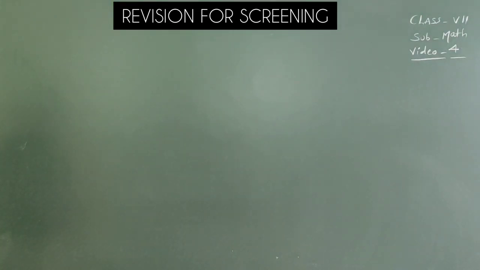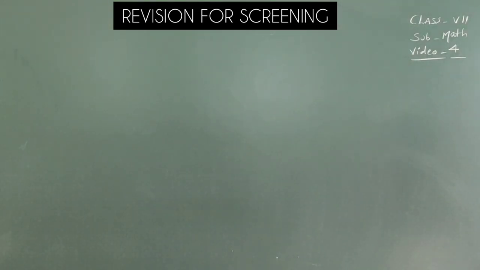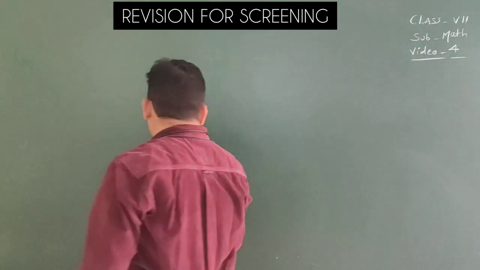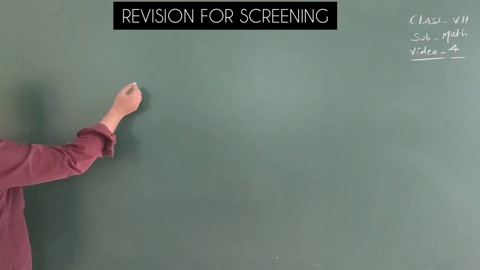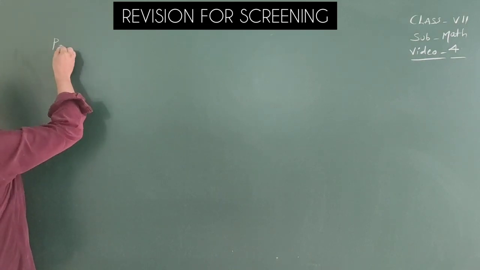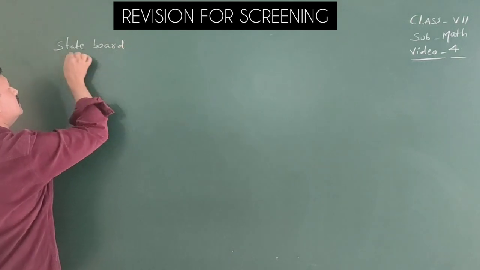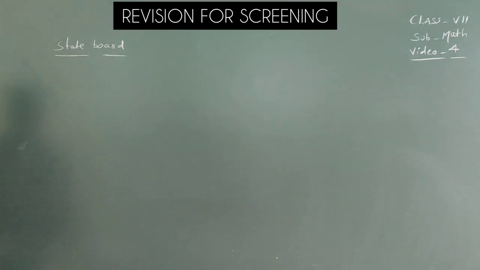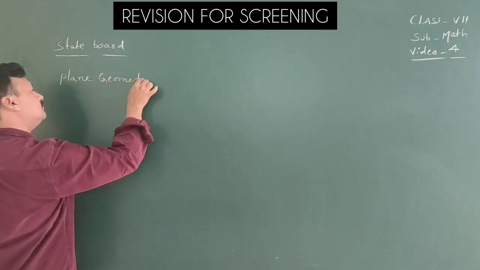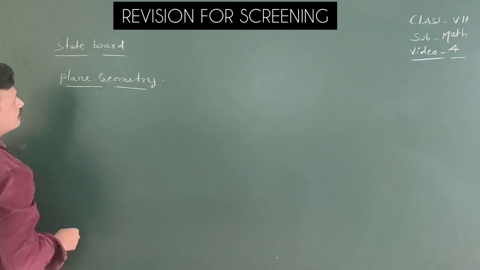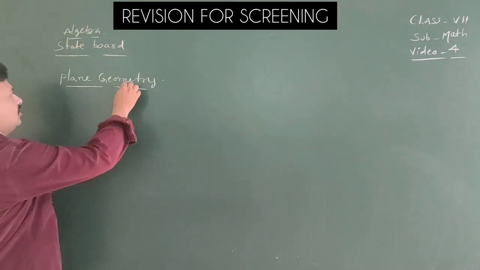In the previous videos, we revised different concepts for the screening syllabus: algebra and state board topics are over. In this video, we have to discuss chapters on state board. State board syllabus was completed yesterday. Now, plane geometry syllabus. Here algebra completed, state board completed. Now we are in plane geometry.